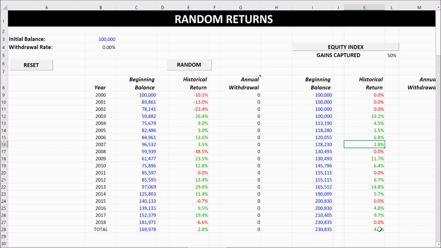If we fast forward to the total, we see that the index annuity in this case averaged 4.5%, while the S&P only did about 2.8. Now remember, this 2.8% is the real return of the S&P 500, not including dividends. If you actually did include dividends into this calculation, this would be about 4.7%, so just slightly higher than the more conservative option here on the right-hand side.